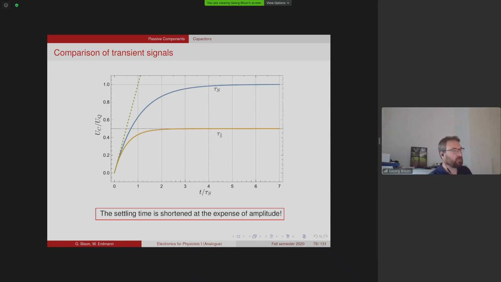And so this is a typical trade-off: you get a faster settling behavior, but you have to give up some amplitude. If you think about that, you have noise in your system. Actually, you don't want to give up amplitude because this would reduce your signal to noise ratio, but sometimes it's more important to be fast than to have a high signal to noise.